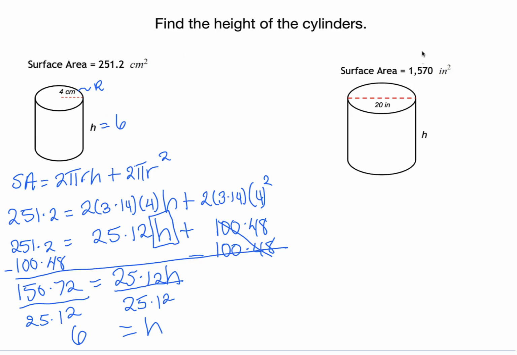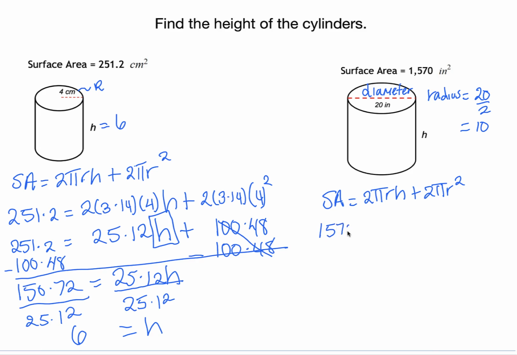Okay, let's try it again. They gave us the surface area. It's 1,570 square inches. Now this line right here, that's the 20. This is the diameter. Because remember, this line is cutting your circle in half. So for the radius, we're going to have to half 20, which is 10. So we have SA equals 2 pi RH plus 2 pi R squared. Let's replace all our variables.